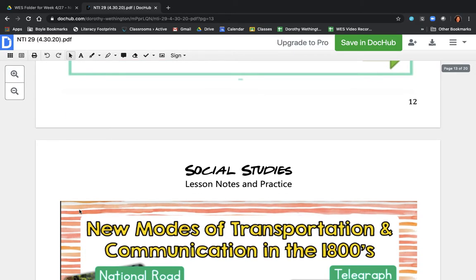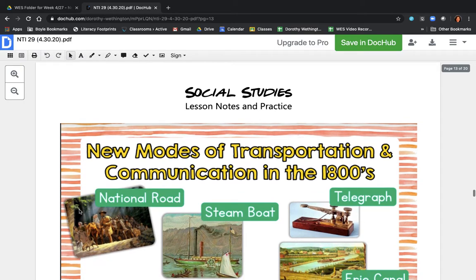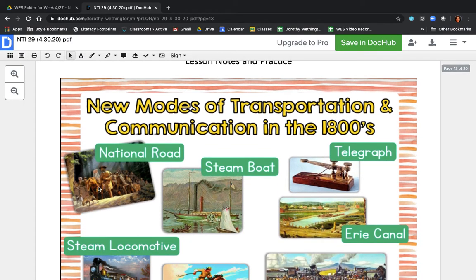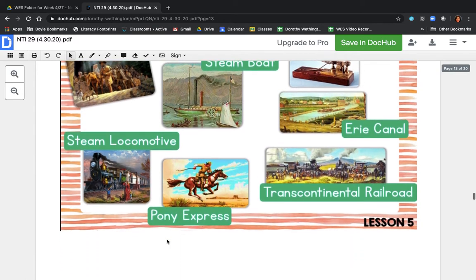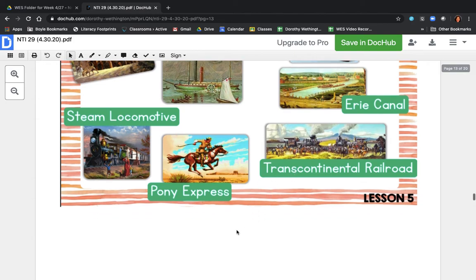Social Studies, Lesson Notes and Practice. New modes of transportation and communication in the 1800s. The National Road, steamboat, telegraph, Erie Canal, steam locomotive, Pony Express, and the Transcontinental Railroad.